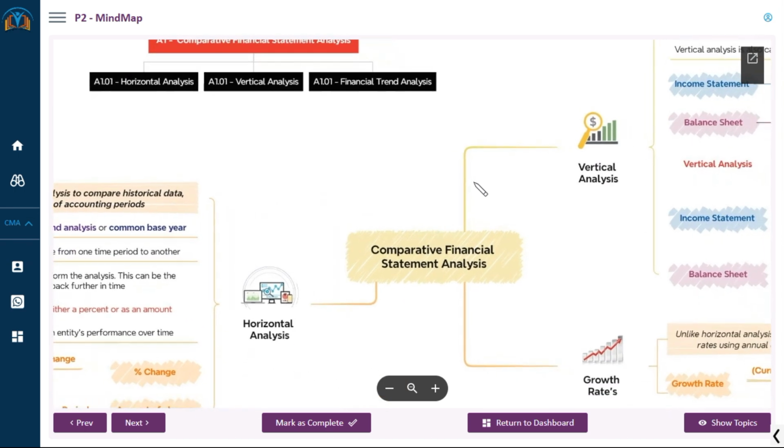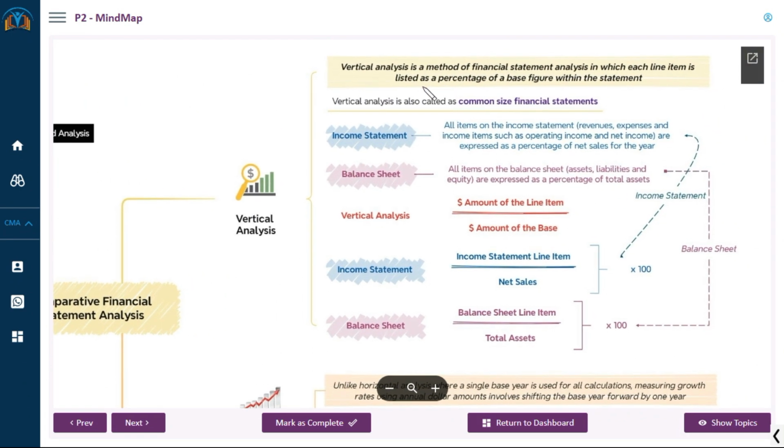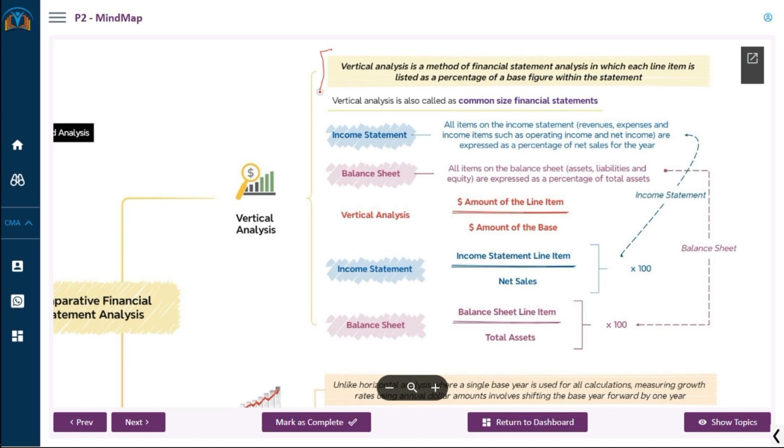Now let us understand what vertical analysis is. Vertical analysis is a method of financial statement analysis in which each line item is listed as a percentage of the base figure within the statement. This sentence will make sense when we complete an example using vertical analysis. Another name for vertical analysis is common size financial statements.